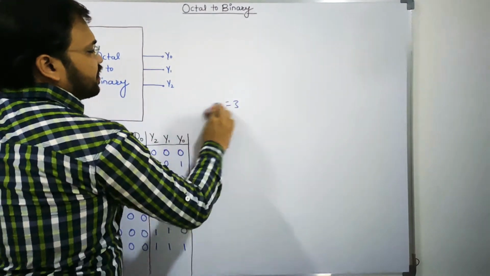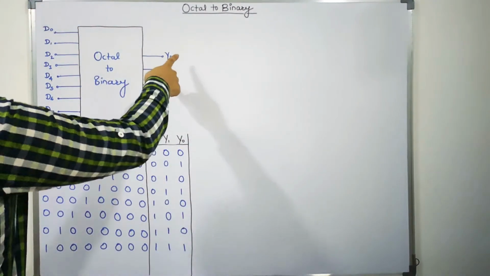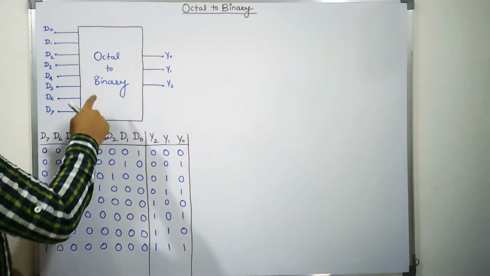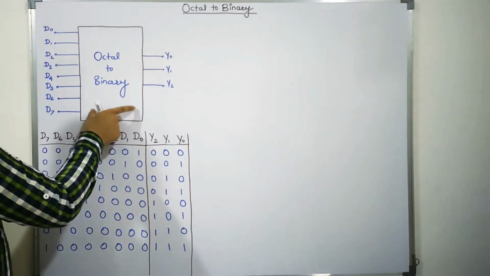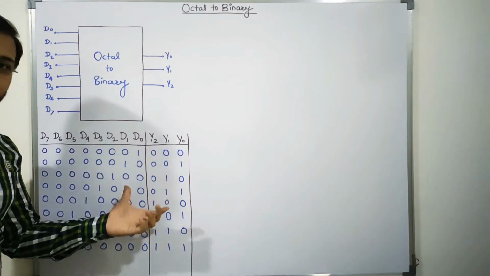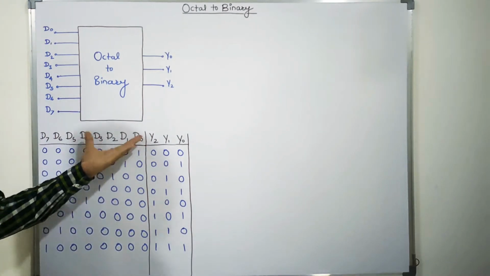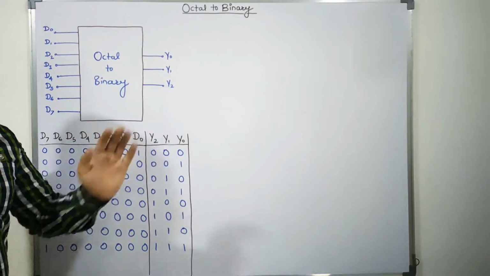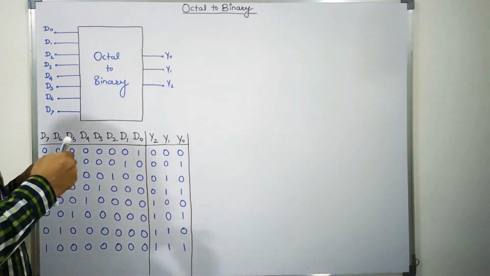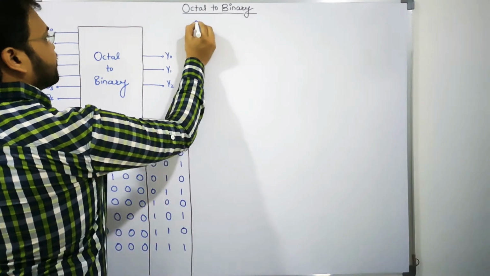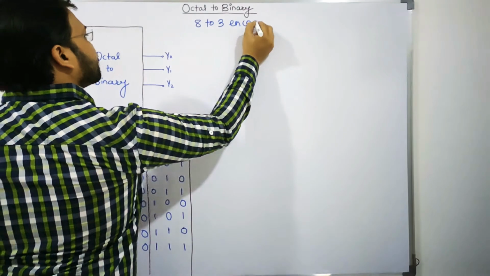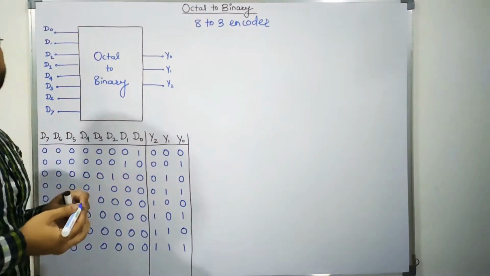Now we have 3 outputs called y0, y1 and y2. By using this block diagram, we have to draw the functional table, which is also called a truth table. This is the functional table or truth table for this octal to binary encoder. It is also called an 8 to 3 bit encoder, or 8 to 3 encoder.